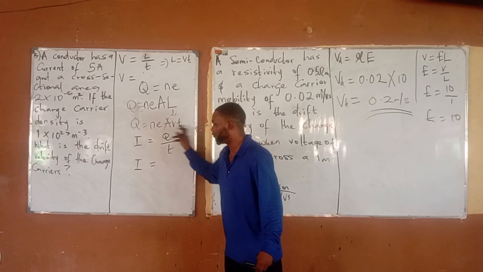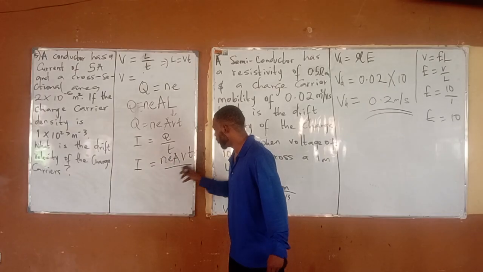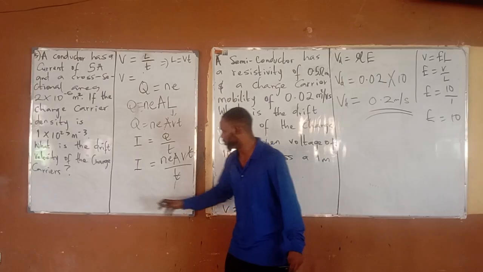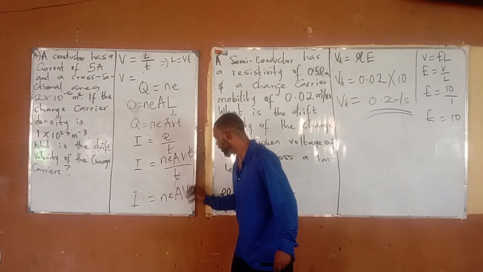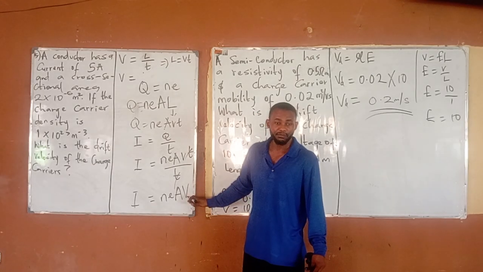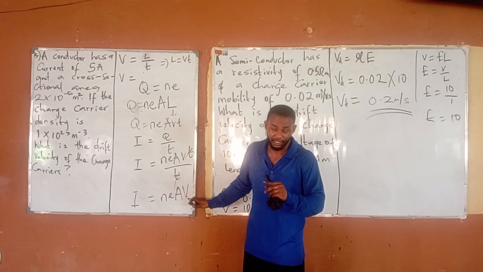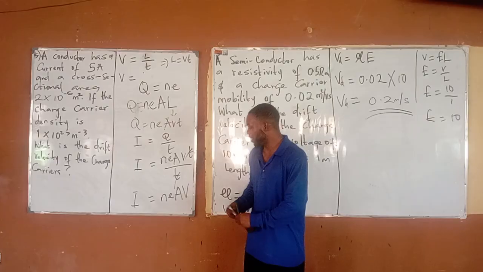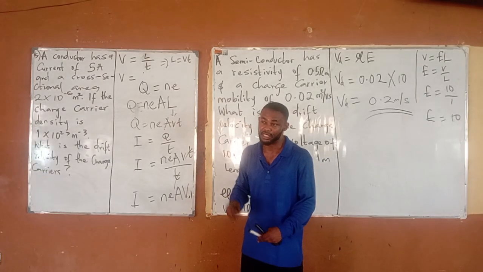I is equal to NEAVT all over T. If you replace this, this will cancel this, so that we now have I equal to NEAV. Anywhere you see velocity in electricity, when it has to do with a source connected, be it battery or DC, direct current circuit, it means there is a source. Anywhere you see velocity, it is drift velocity. We don't have anything like ordinary velocity, it's drift velocity.